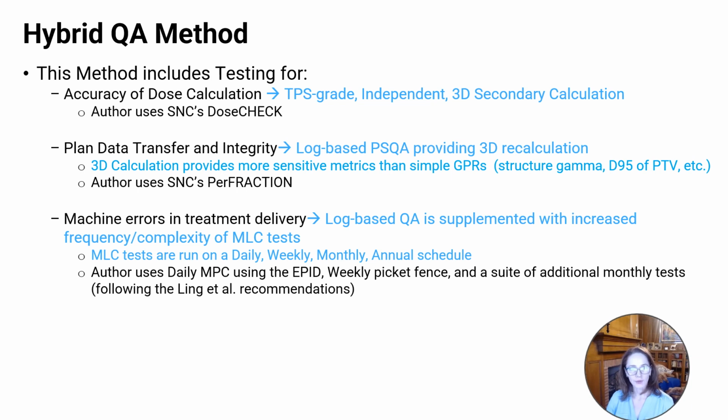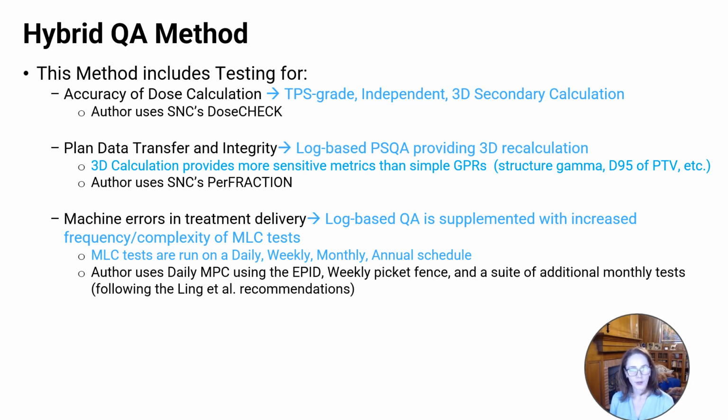So for accuracy of the dose calculation, they suggest a treatment planning system grade independent 3D secondary calculation. And this particular site uses Sun Nuclear's SunCHECK. For plan data transfer and integrity, they suggest log-based patient-specific QA, providing 3D recalculation. So the 3D recalculation, they emphasize, provides more sensitive metrics than simple gamma pass rates. And they use PerFraction for this step.